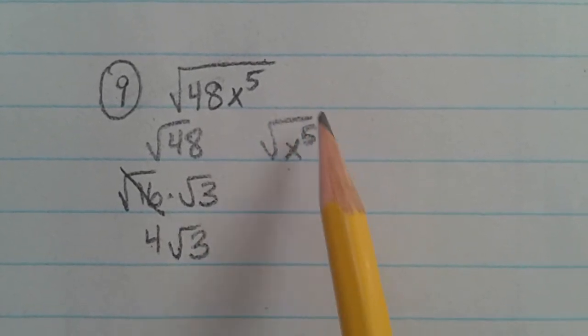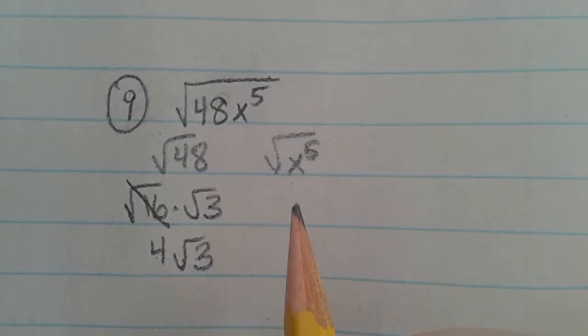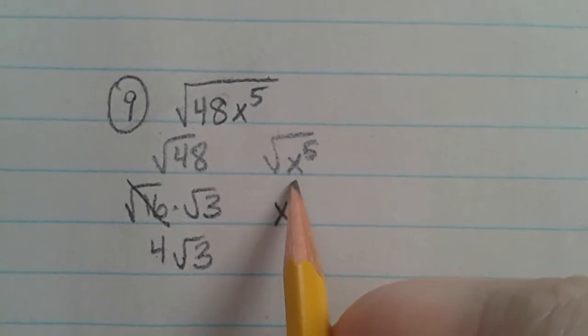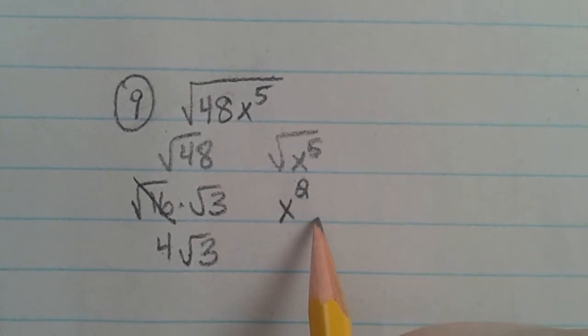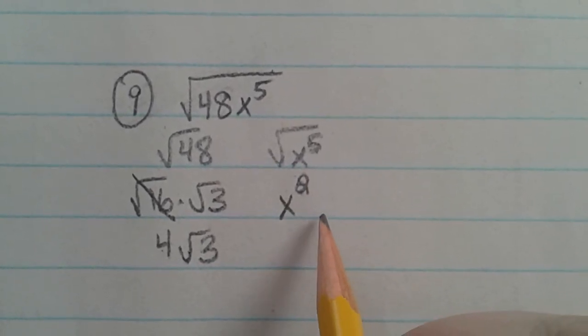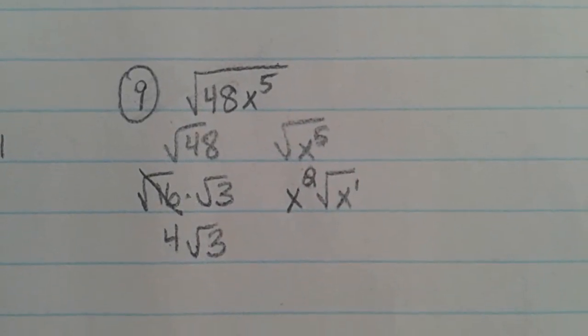Now let's move to the square root of x to the fifth. We have to ask ourselves, how many times does 2 go into 5? 2 goes into 5 2 times. So that's x to the second. How many times it goes in is the exponent. Does it go in evenly? No. That means there's a remainder of 1. So that's an x to the first inside.